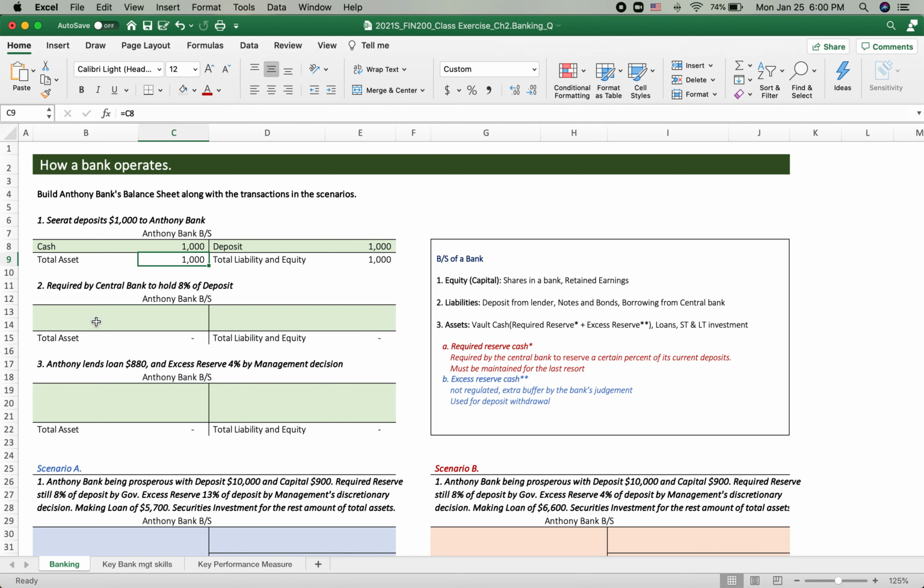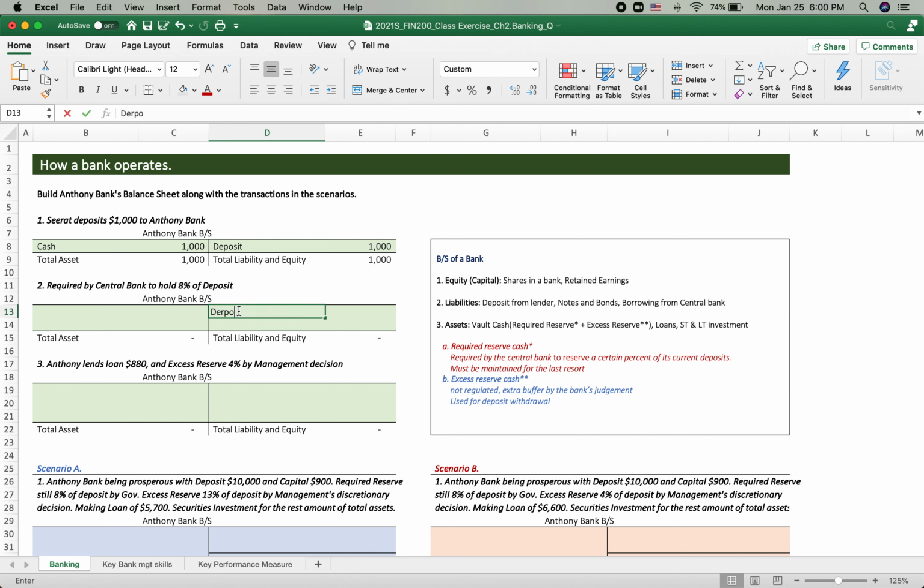This $1,000 should be classified by the required reserve and excess reserve. As we discussed in class, the required reserve is required by the central bank to reserve a certain percentage of the current deposit. So it must be maintained for the last resort. And then excess reserve cash is not regulated, but it is an extra buffer by the bank's judgment used for deposit withdrawal.